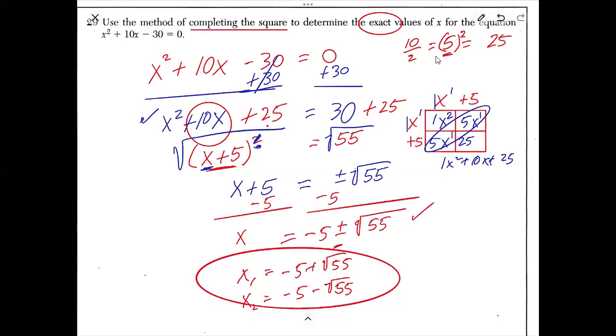All right. So remember, the goal is to move the constant over to the right-hand side, take the middle term or the linear term, divide it in half, and then whatever that number is, square it, and that's what you're going to add to the left and right side of the equation. And then you factor the quadratic, and then you go ahead and solve it. That's what completing the square is.